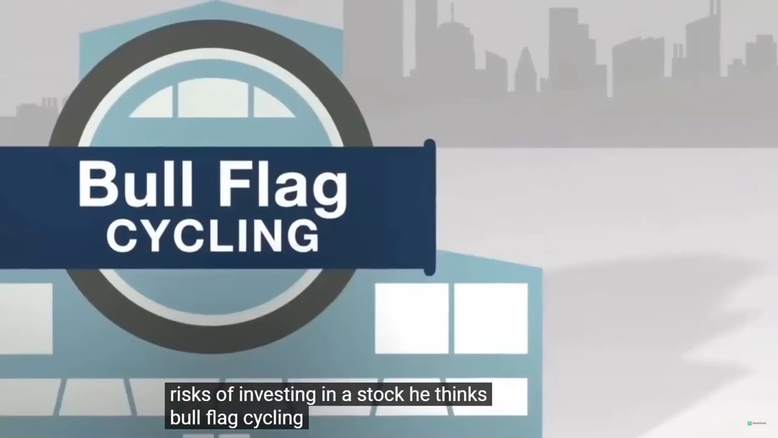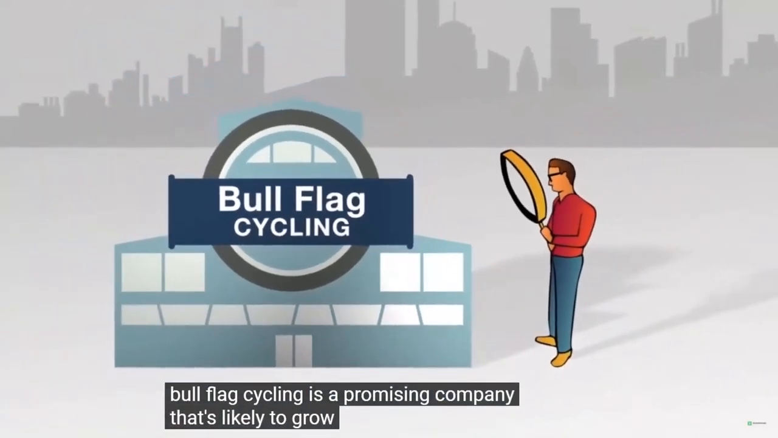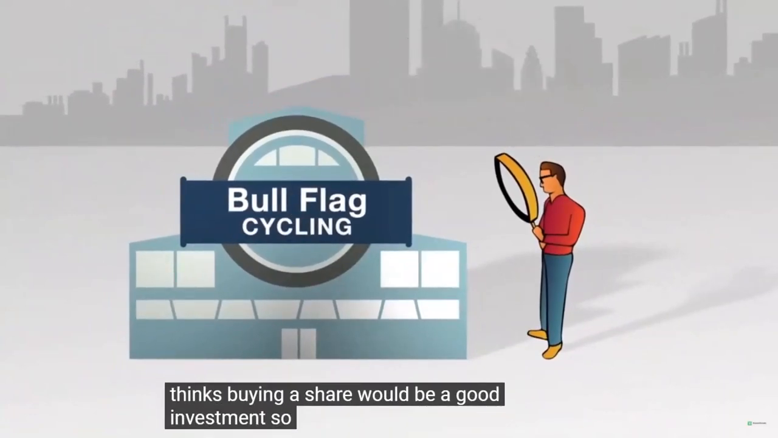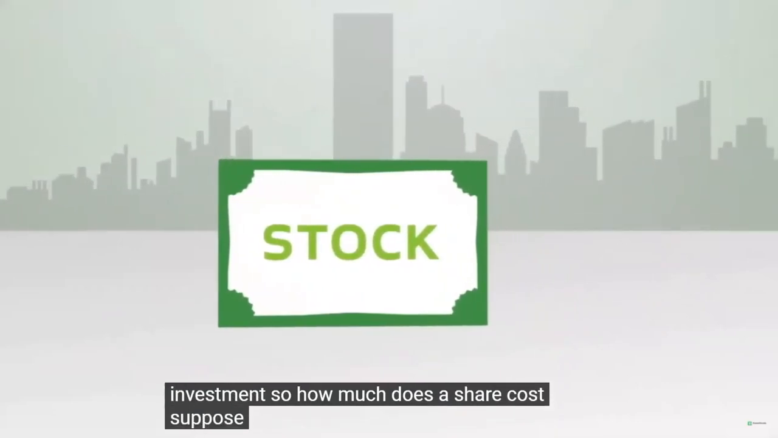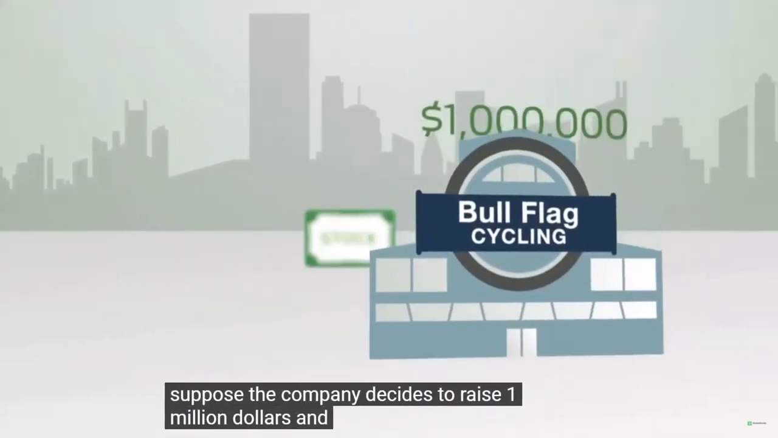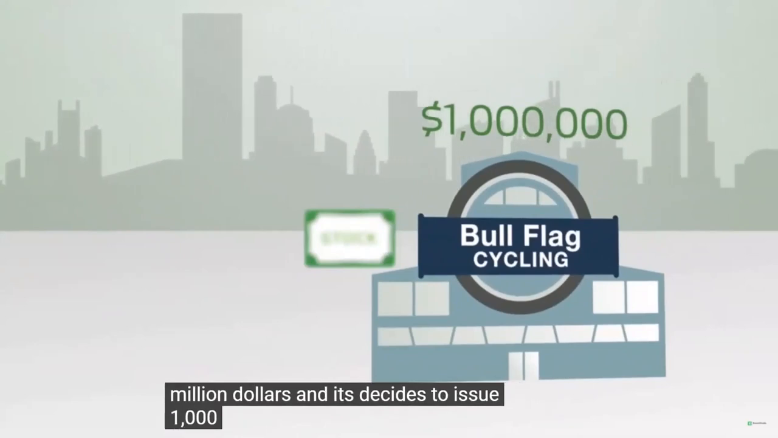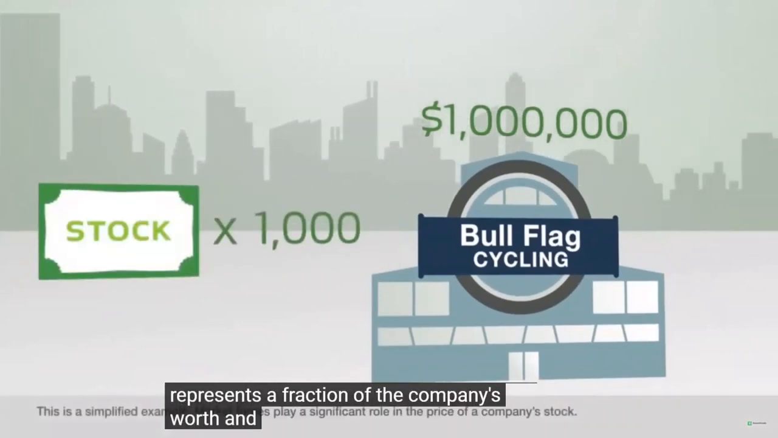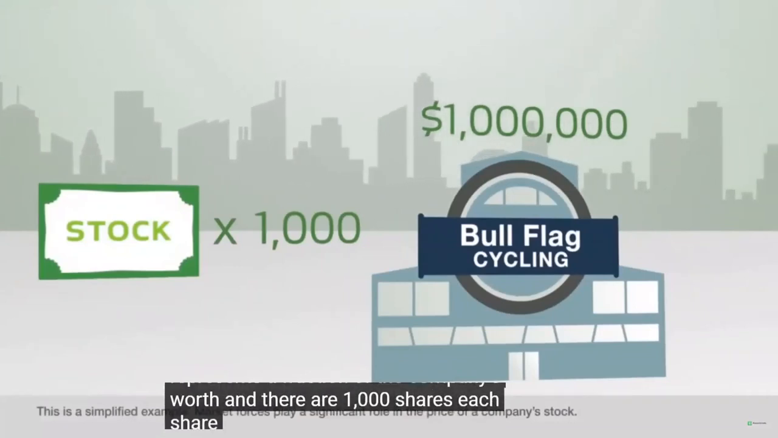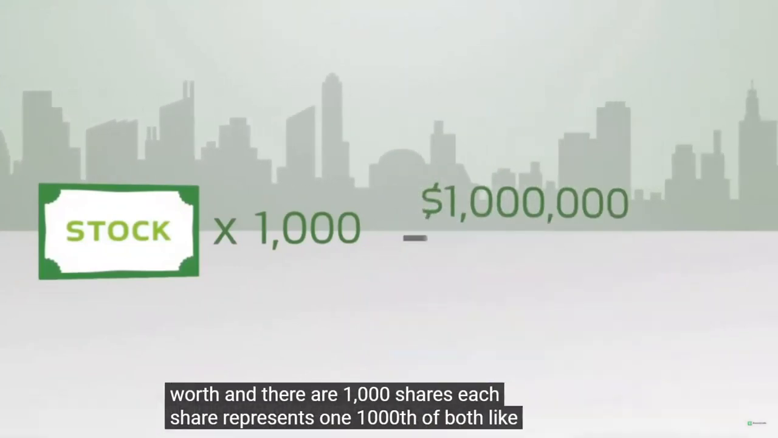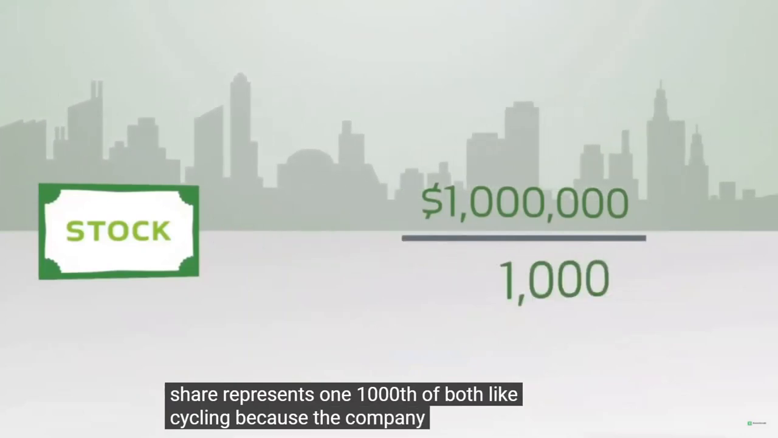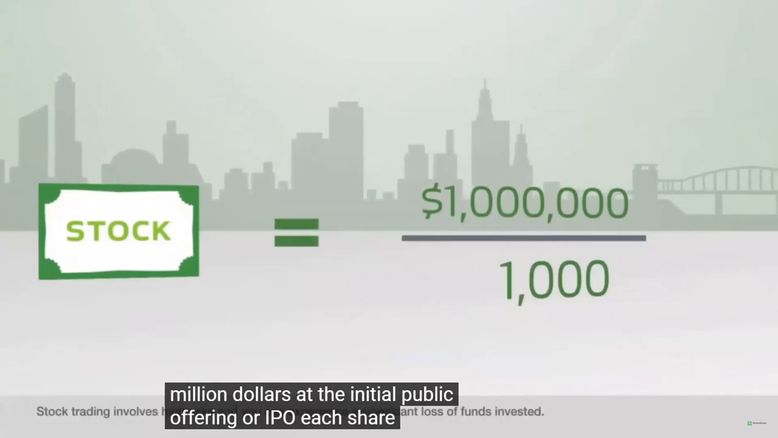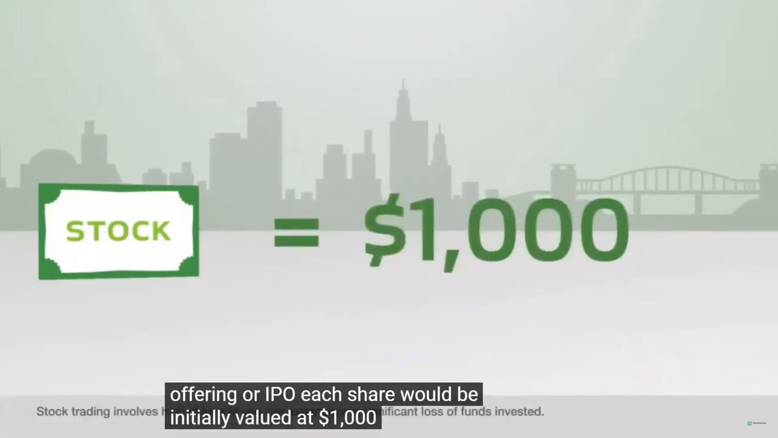He thinks Bull Flag Cycling is a promising company that's likely to grow. Because of this, he thinks buying a share would be a good investment. So how much does a share cost? Suppose the company decides to raise $1 million, and it decides to issue 1,000 shares of stock. Because each share represents a fraction of the company's worth, and there are 1,000 shares, each share represents 1/1,000th of Bull Flag Cycling. Because the company is raising $1 million at the initial public offering, or IPO, each share would be initially valued at $1,000.